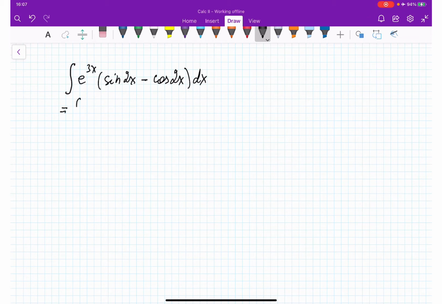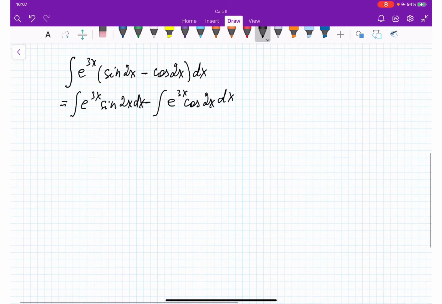It's going to be integral e to power 3x sine 2x dx minus integral e to power 3x cosine 2x dx. So I'm going to write it as I equals I1 minus I2, because I'm going to do integration by parts and simplify it.